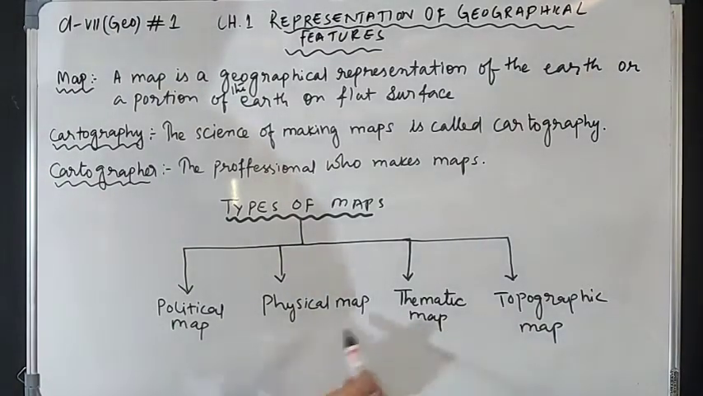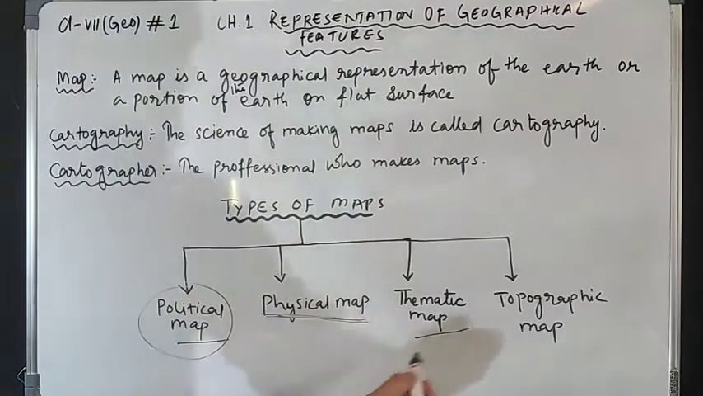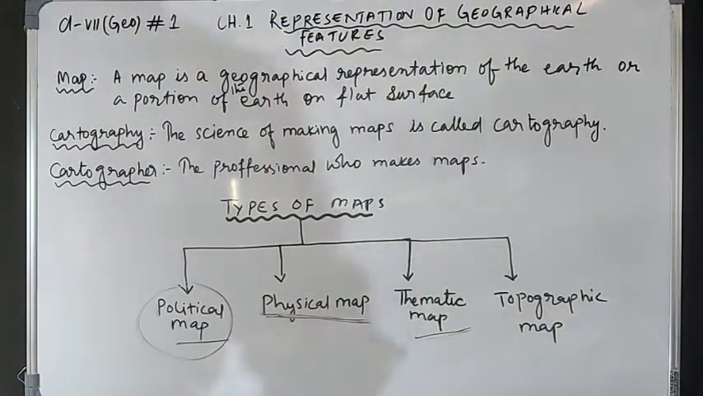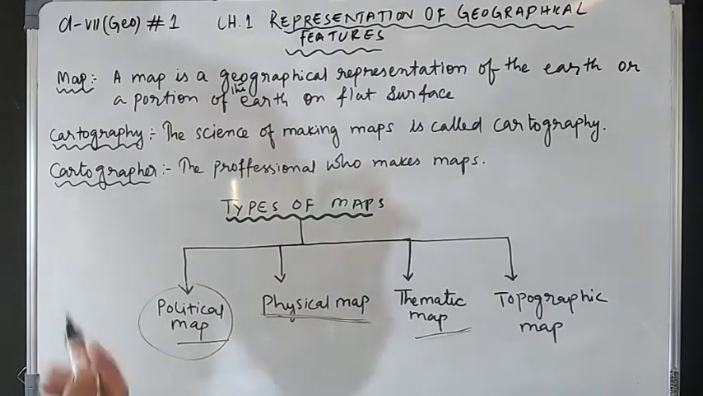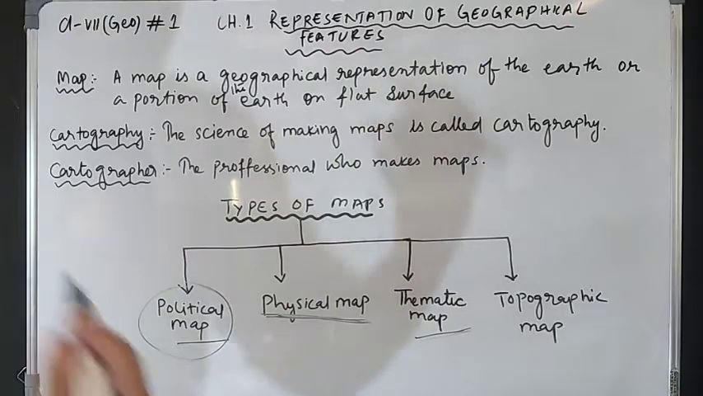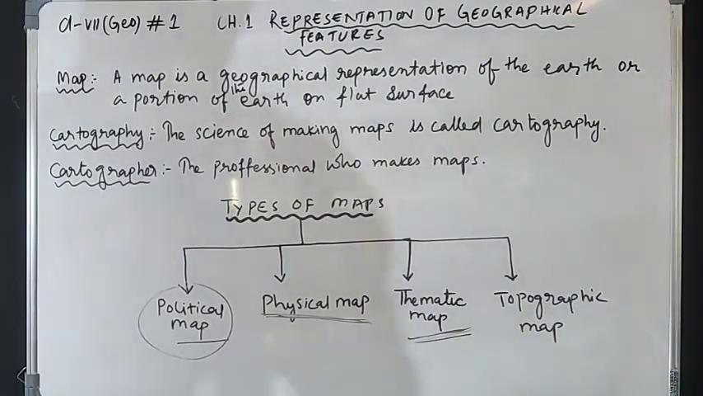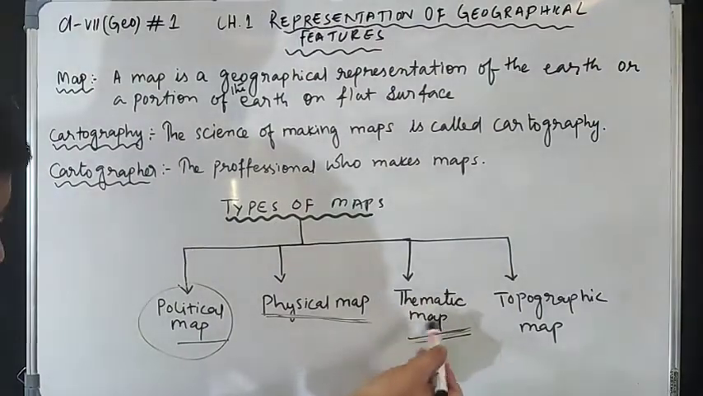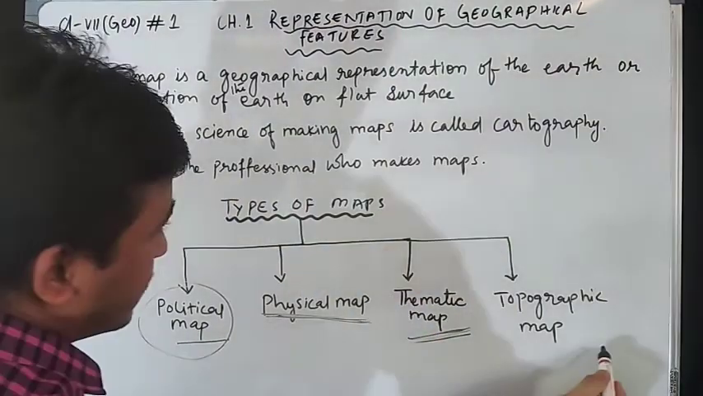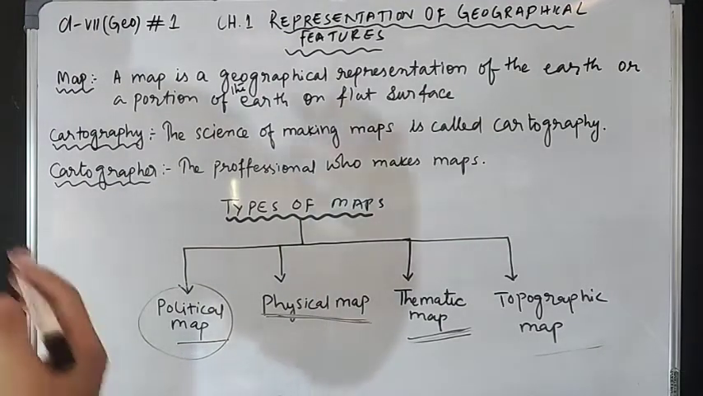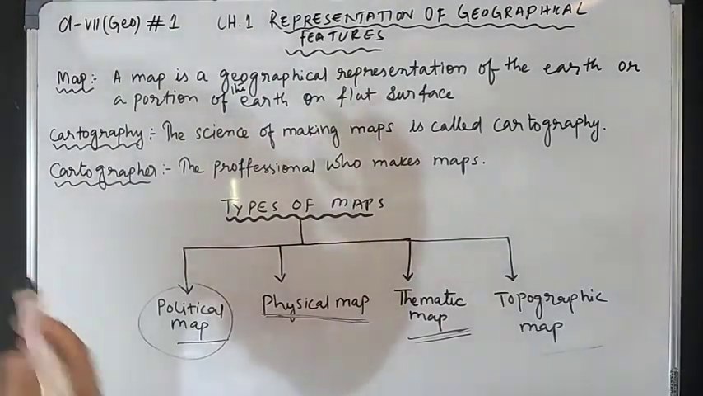Next we have the thematic map. Thematic comes from theme. This map is based on a particular theme, such as rainfall, distribution of the population, or population density. All this kind of information is shown on this map. Then the topographic map, or topographical map. It is also called the topographical survey map.